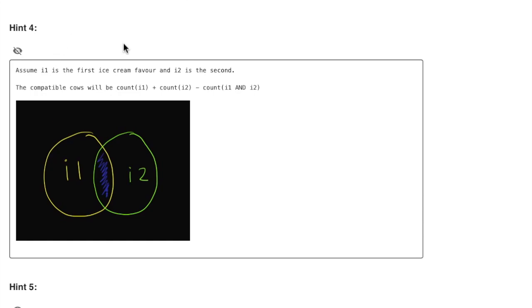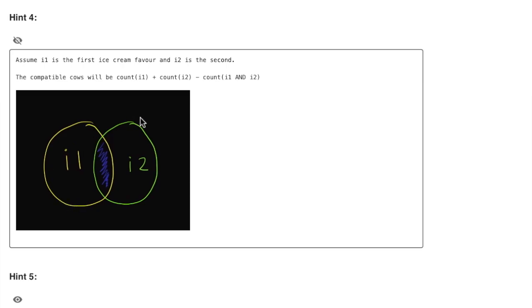So assume I1 is the first ice cream flavor, and I2 is the second ice cream flavor, and I1 will be the frequency, or the number of cows that like I1, and I2 will be the number of cows that like ice cream 2. So the compatible cows will be the number of cows that like ice cream 1 plus the number of cows that like ice cream 2, but minus the number of cows that like them both. Because when you look at this diagram, you add ice cream 1 and then you add ice cream 2, and then you will realize that this middle part is counted twice. So that's why we have to minus this back. That's the basic idea of inclusion and exclusion.